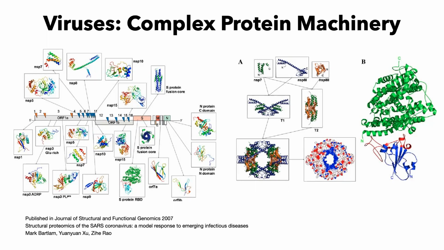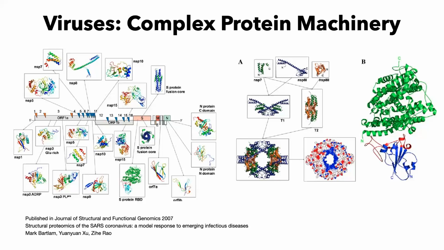There are NSP1, NSP3, 7, 8, 9, 10, 15, the spike protein, N protein, ORF7A, and ORF9B. And then we also have the PL-Pro, or the NSP3, M-Pro, cleavage sites, and the structures of NSP5, 7, 8, 10, 15, etc.